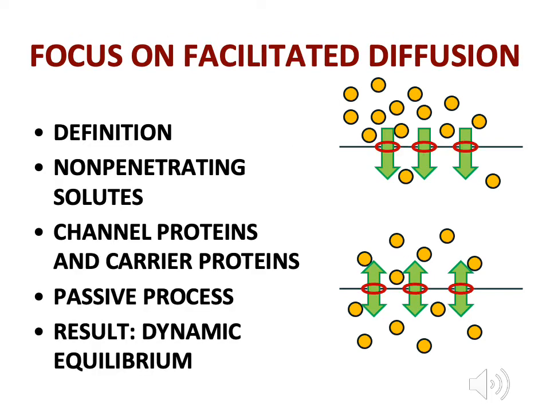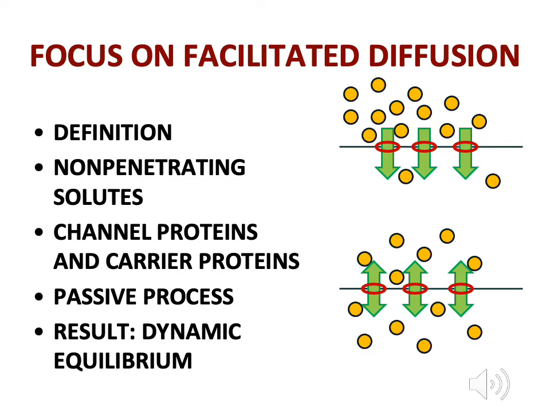In contrast to simple diffusion, we have facilitated diffusion. In this case, we've got molecules that are moving across the membrane driven by concentration gradient. However, those molecules cannot pass through the phospholipid bilayer, so we need some help. That's where the word facilitated comes from. The word facilitate means to help. So let's take a look at this. Our molecules are non-penetrating solutes. Now, in this case, these molecules are polar or larger. They cannot pass through the phospholipid bilayer, but the green arrows indicate to me they can.